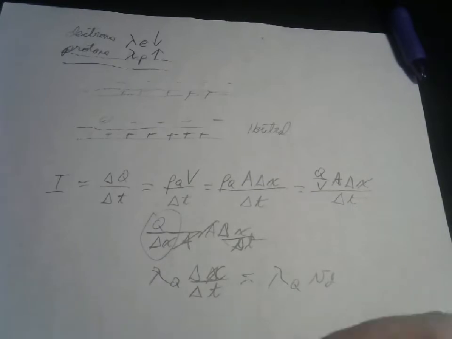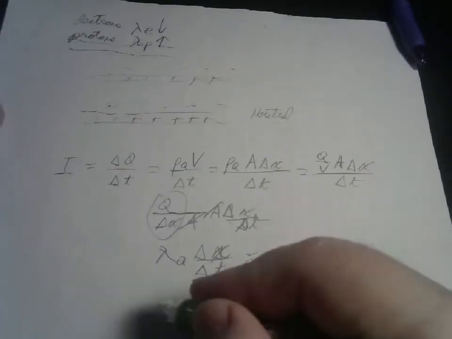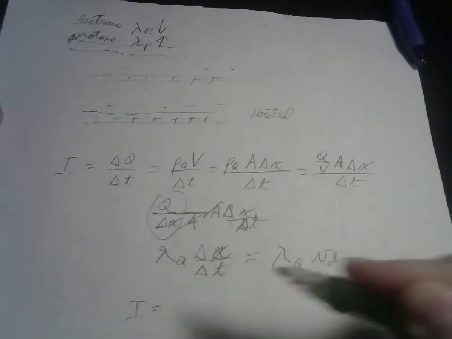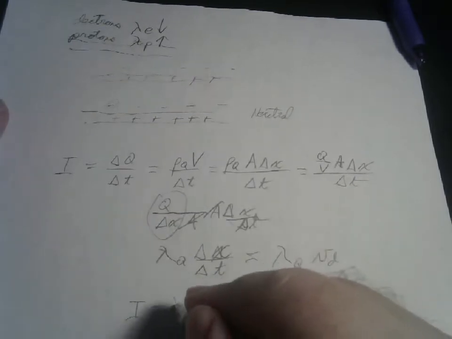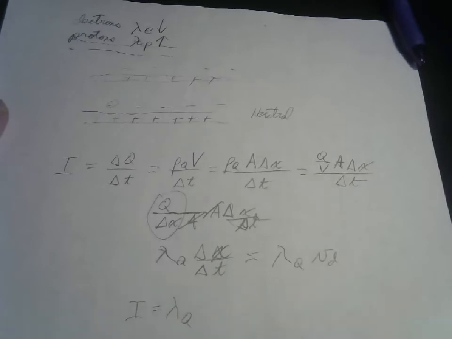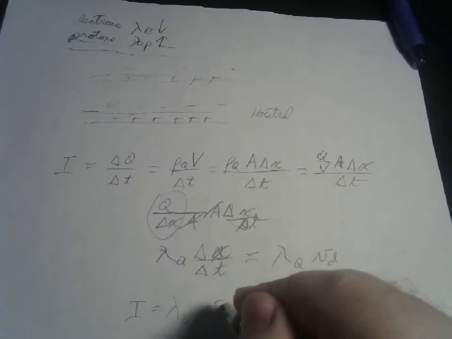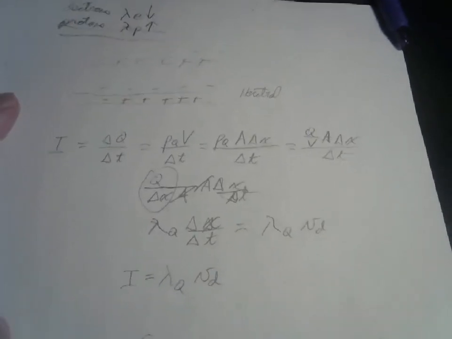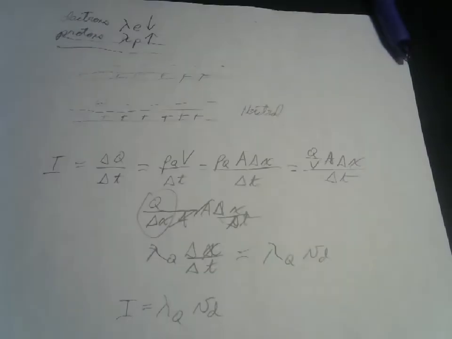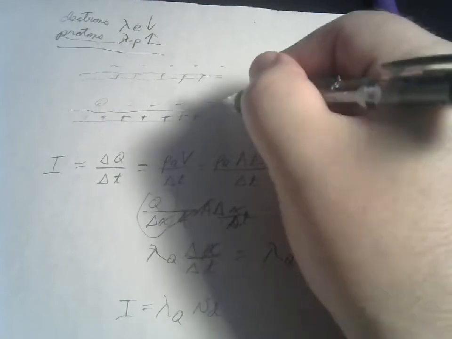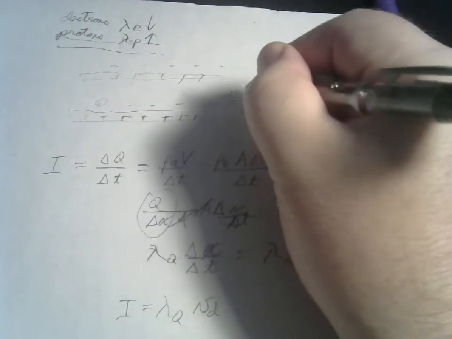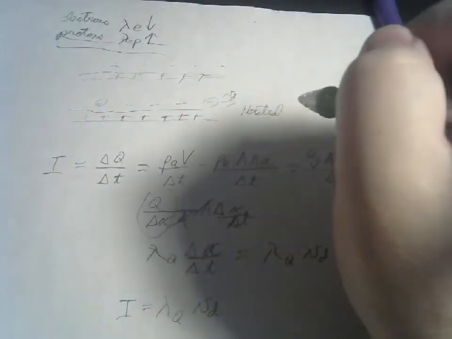So now we've got a fairly simple expression for the current in terms of two relevant things, the linear charge density and the drift velocity. Now let's say I hop over to one of these electrons that is moving at the drift velocity in this direction.